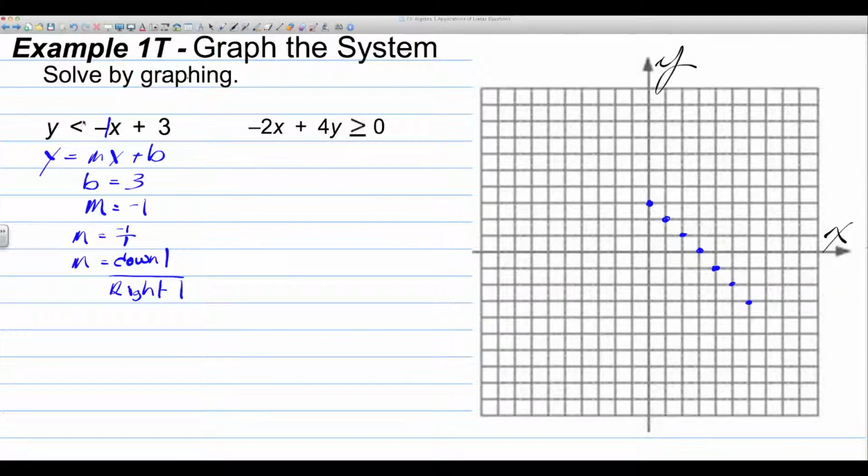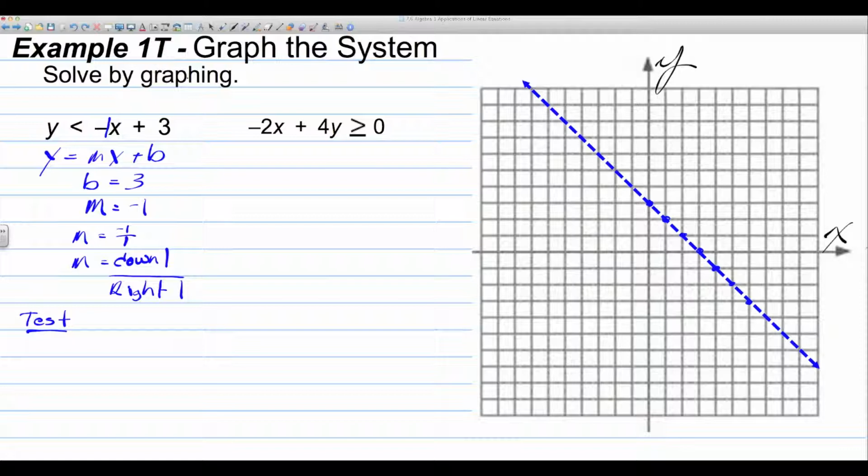Since in this inequality there is no equal sign, the line is a dashed boundary. That boundary is not a part of the solution. So if a point falls on that line, it doesn't make it true. Now we need to decide where to shade. We need to either shade above the line or below the line. To do that, we can pick a test point. The test point I always like to pick is 0, 0 if you can.